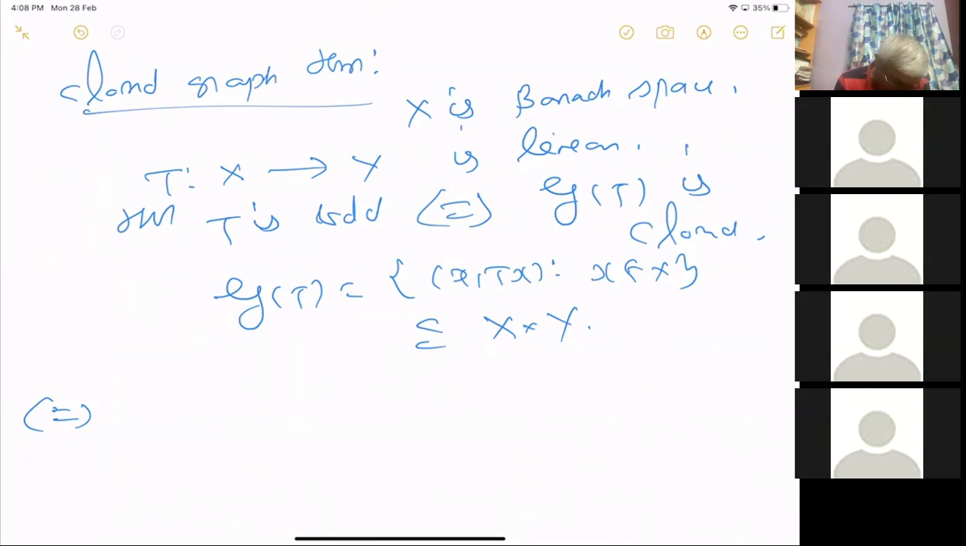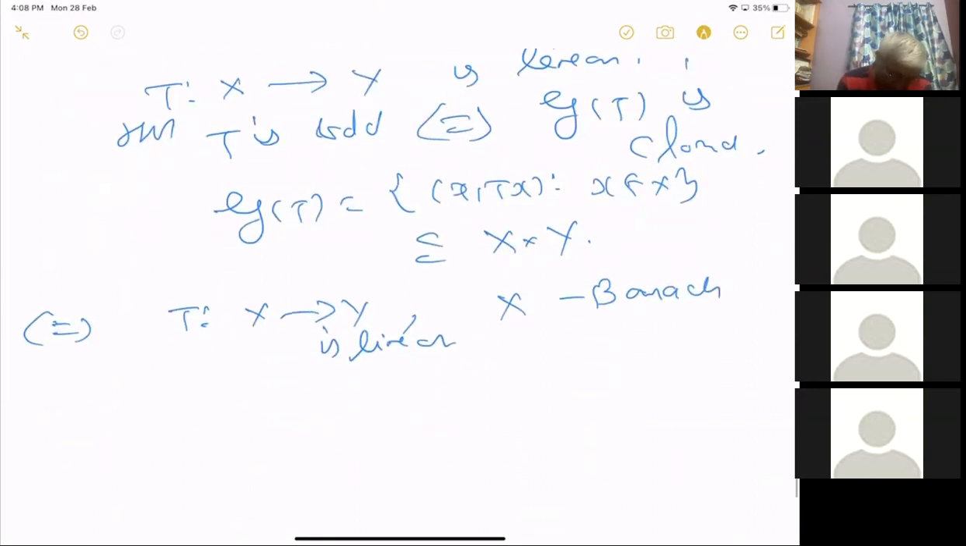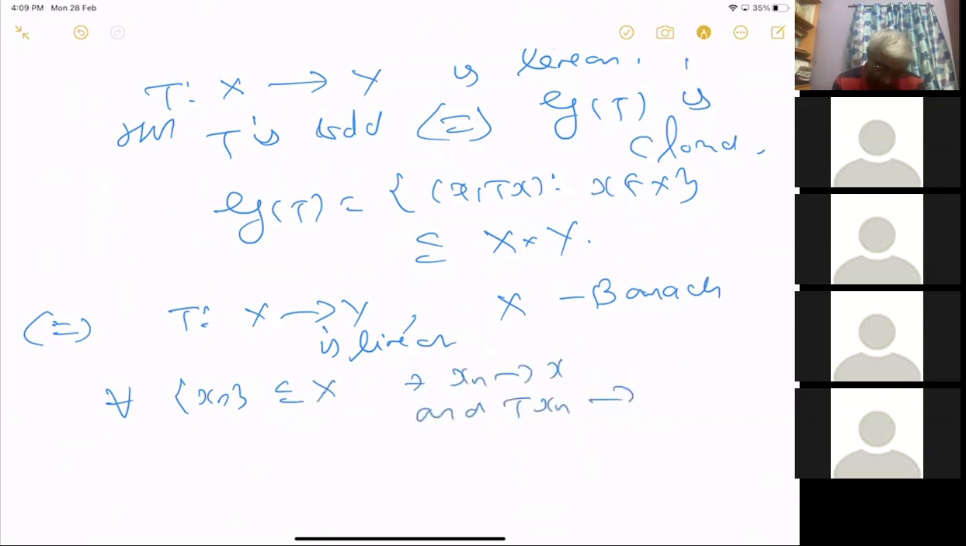But then you don't need that much. The closed graph theorem says the following. If T is a linear map from X to Y, where X is a Banach space, and you have a sequence xn contained in X such that xn converges to x and Txn converges to some y, you can assume this convergence. This is what it means for the graph to be closed.